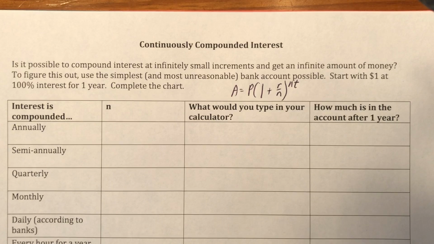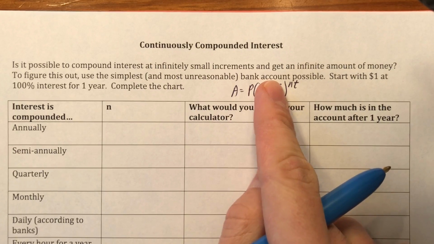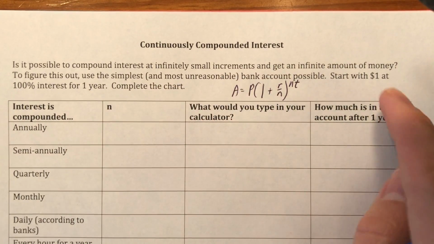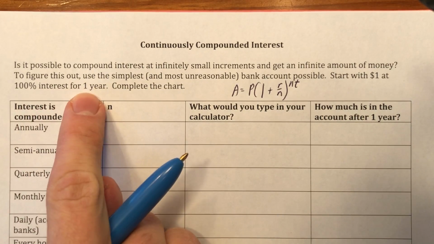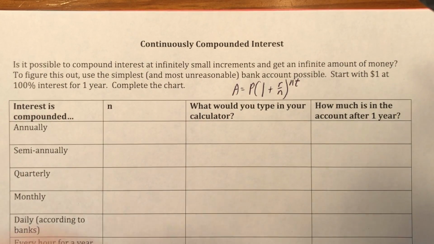And I'm going to pick some numbers here that are very unrealistic, but will help us get at the point of answering the question of, am I able to get an infinite amount of money? So is it possible to compound interest in an infinitely small increment and get an infinite amount of money? So we're going to do a very unreasonable bank account, and we're going to start with $1 at 100% interest for 1 year. So just in case you needed to know all the little details, here they are.